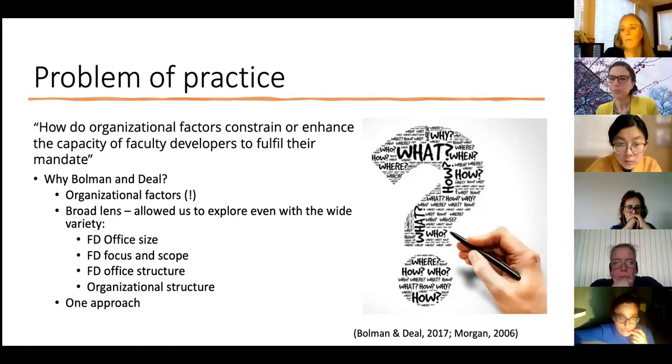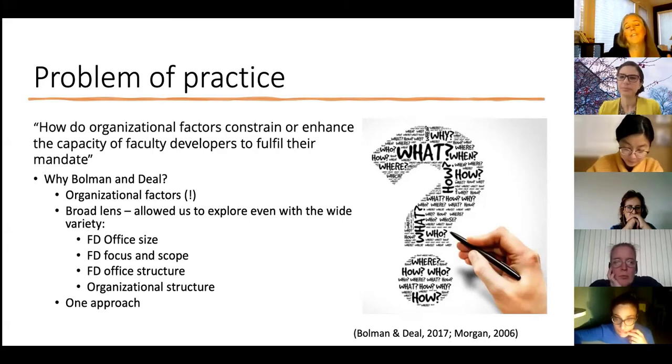However, we do recognize that there are limitations that arise when you choose a theoretical framework with which to view your study. It's one way of seeing the results. So had we chosen a different framework, we likely would have surfaced different findings, probably equally important, as opposed to the ones we surfaced using Bolman and Deal.